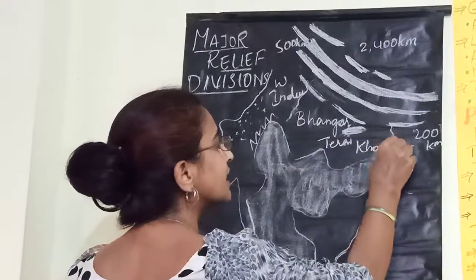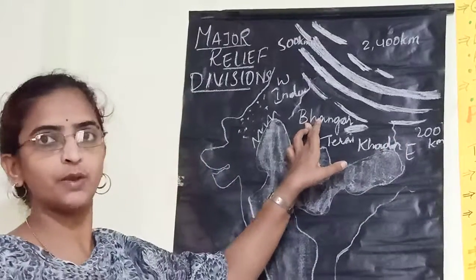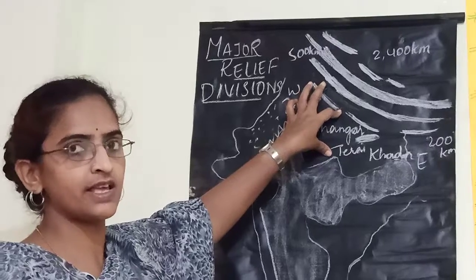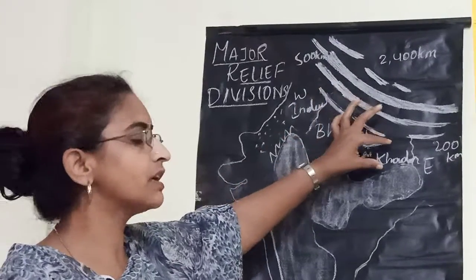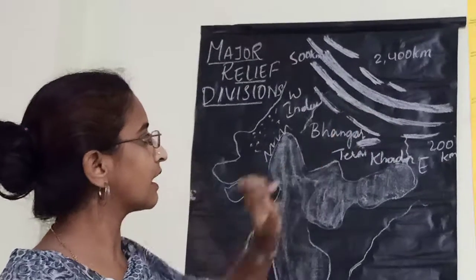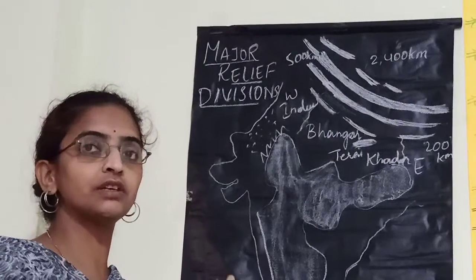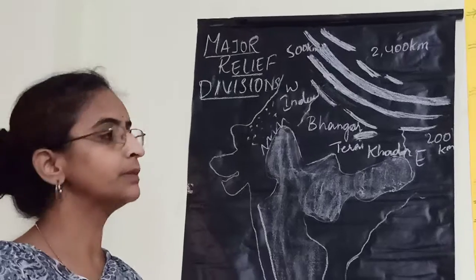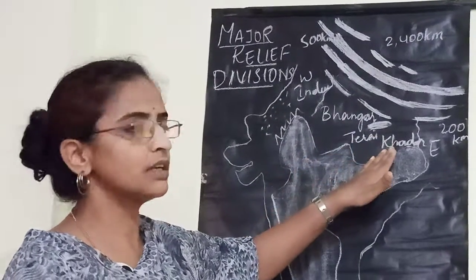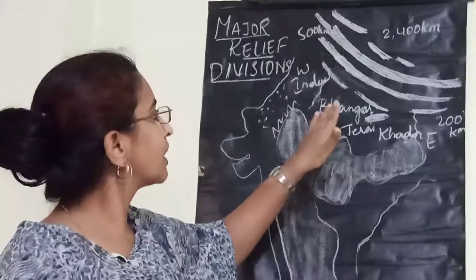Okay, that means the old alluvial deposits in a pebble-like structure are called Bhangar, and the finer, new alluvial deposits are called Khadar. Now, what are the differences between Bhangar and Khadar? Bhangar is the old alluvial deposit, Khadar is the new alluvial deposit.